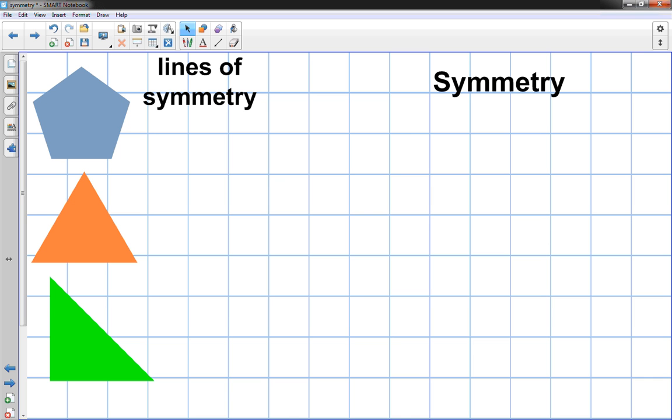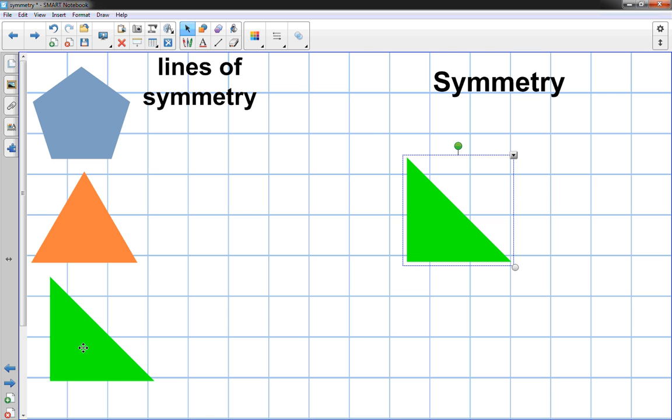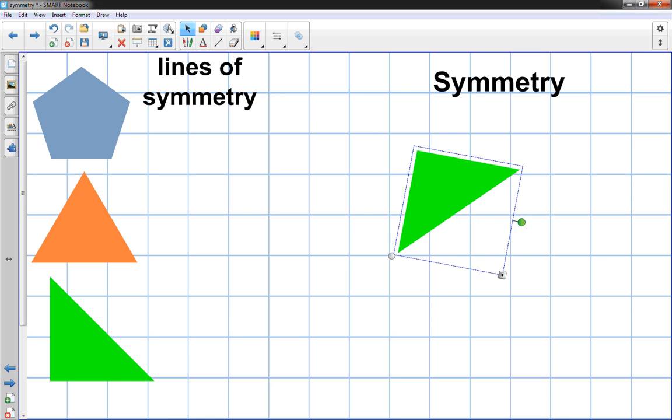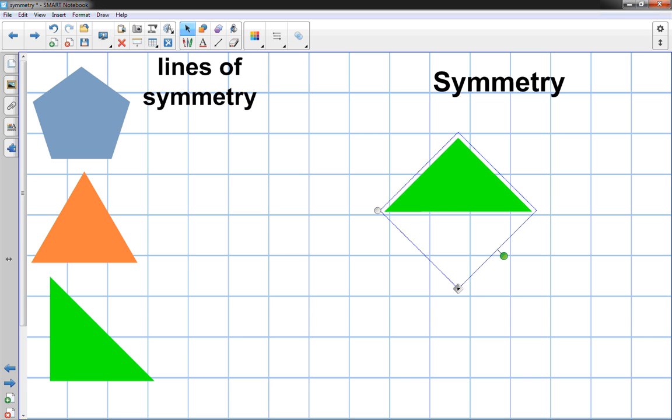Symmetry, let's start with this triangle here, would be trying to find a line, an imaginary line that you could divide a shape in half, and you could fold the shape on top of itself, like I remember in school, called a mirror image. So if I rotate this triangle, I could draw a line right here, and that triangle could be folded right on top of itself. So it does have a line of symmetry. I believe it only has one. So I'll just write that next to it here.